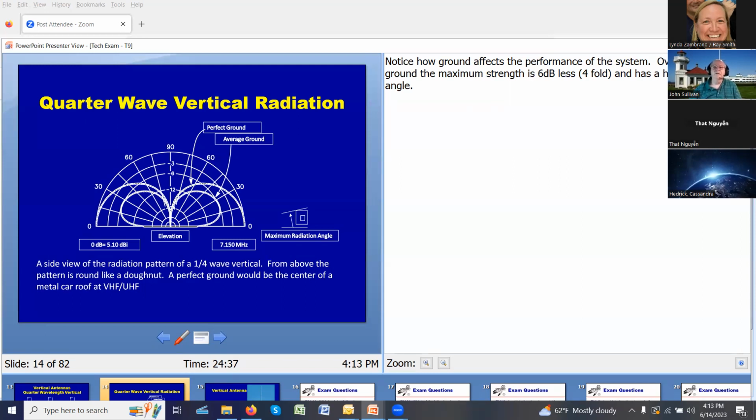From above, again, it's going to look like a donut, because remember, horizontal was one way and vertical is the other. Now we're looking down on it, and it would look like the horizontal looked from the side. So what would be a perfect ground? Something like the center of a metal car roof with a VHF antenna would be that kind of ground plane that would give you this kind of radiation pattern.